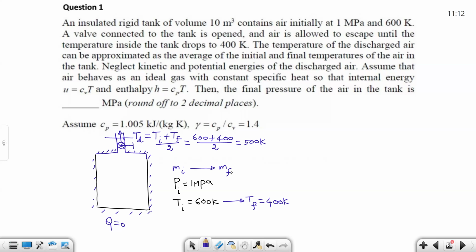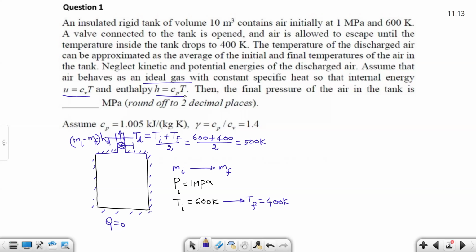So the energy going out is the initial mass minus final mass times the enthalpy of the discharged air. This is the energy which is going out of the tank. The difference in mass is flowing out. Since it is flowing, it has an enthalpy, and kinetic energy and potential energy will be neglected for the discharged air. Assuming an ideal gas, internal energy is Cv dT and enthalpy is Cp dT.